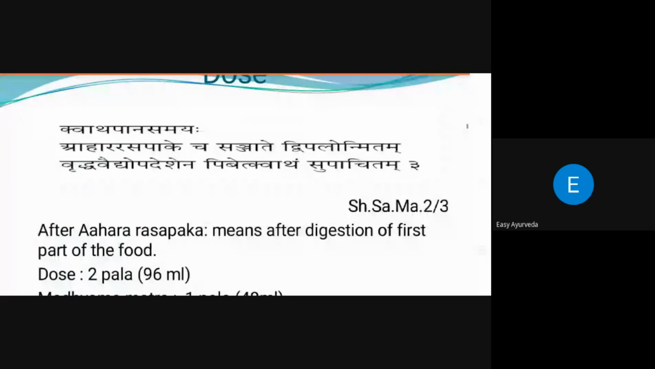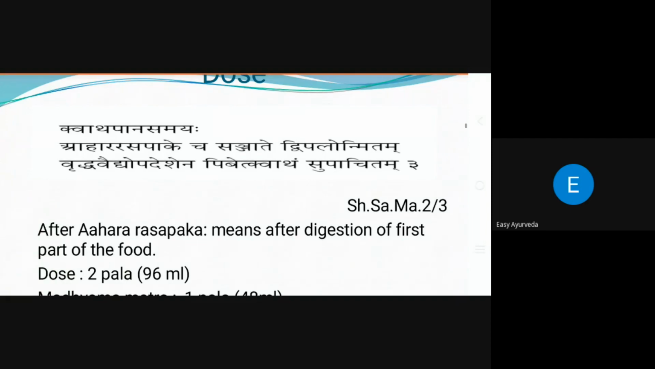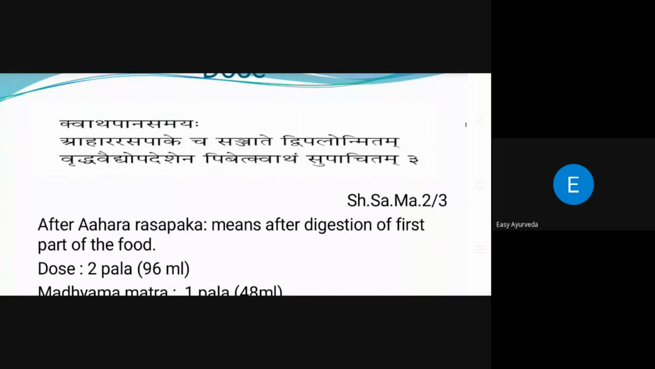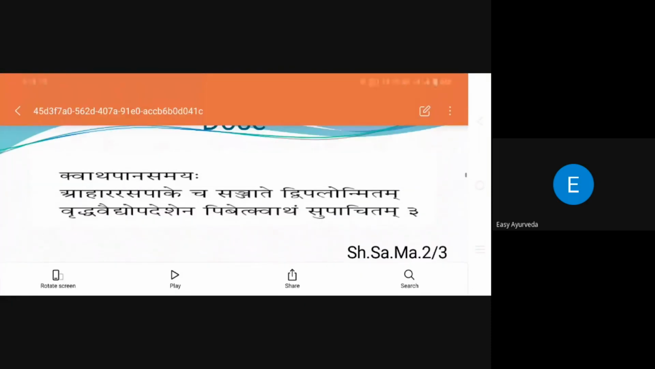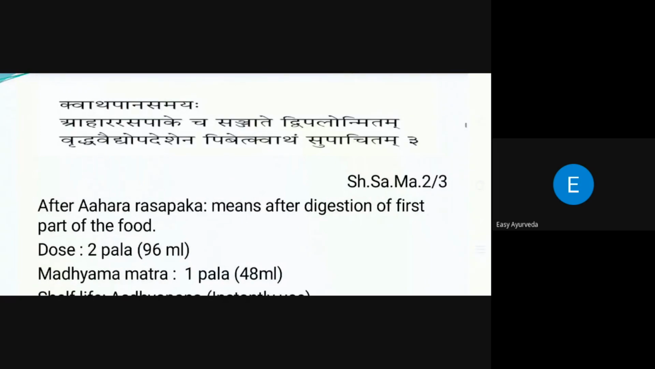In that Vipaka, the Ahara Rasapaka, the first Paka, means when food crosses our stomach, the stomach will be empty, but food will be there in the next part of the digestion. In that time duration, the Kashaya should be administered to the patient.